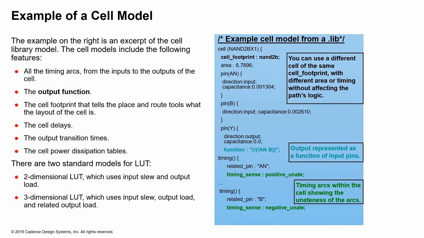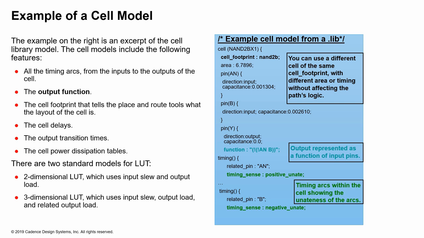Each cell in the library has the model for that particular cell, which defines what the cell footprint is, what the area of that cell is, and basically what are the pins, what are the directions of the pins, what is the output function, and any delays associated with that particular cell, and any transition times and power dissipation, what are the yields. You'll see a lot of different data for that particular cell in that particular cell model. There are two main models for lookup tables.